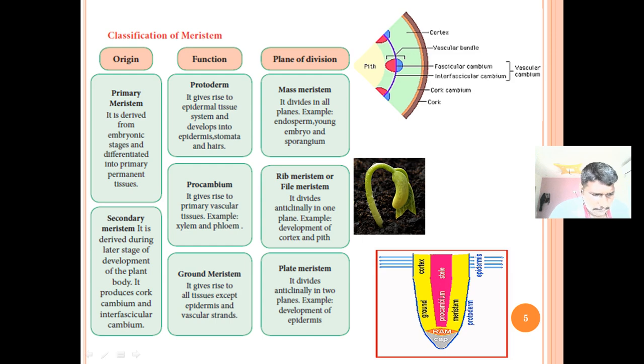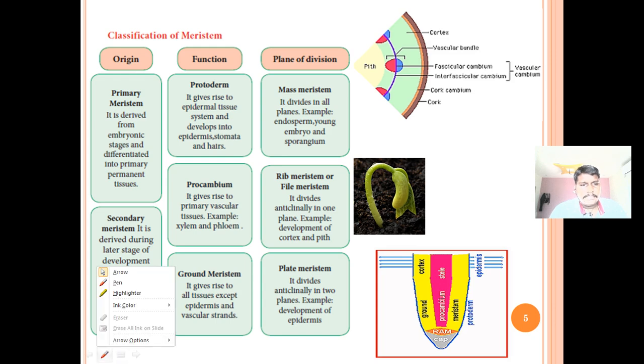Then coming to secondary meristem. Secondary meristems originate from permanent cells. If you take secondary meristem, especially cork cambium and interfascicular cambium, everything comes under secondary meristem. Based on the function, meristems have been classified into protoderm, procambium and ground meristem.